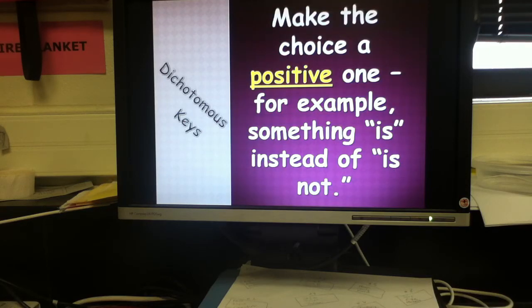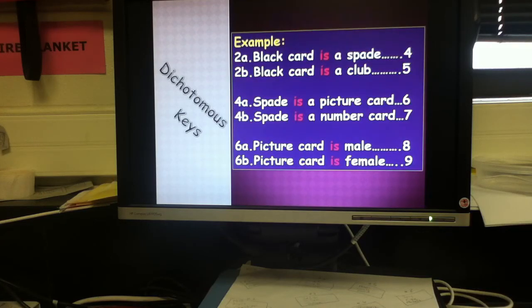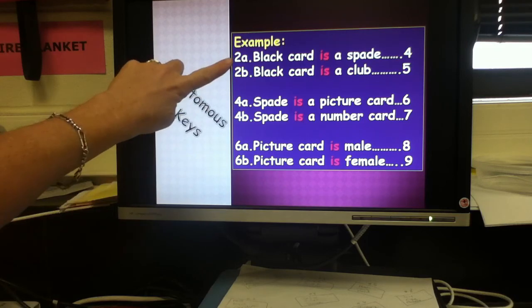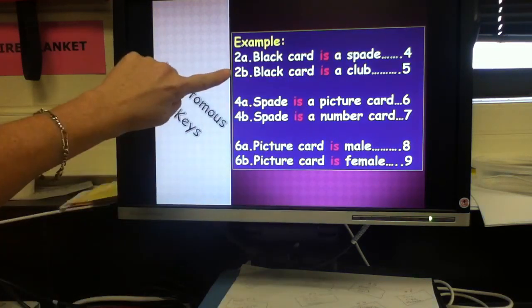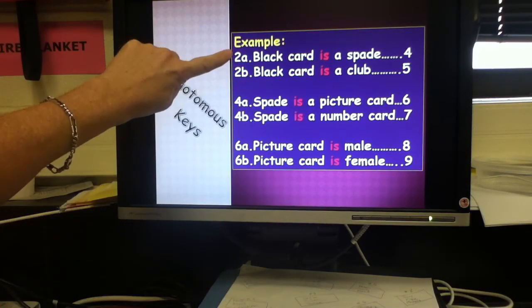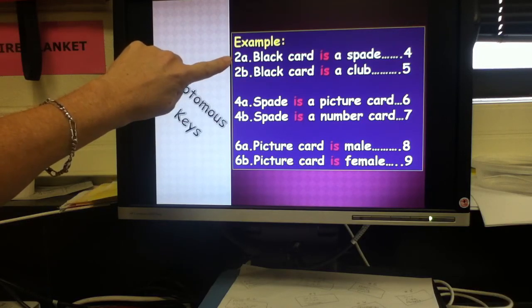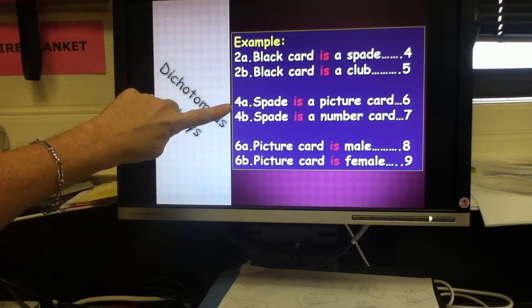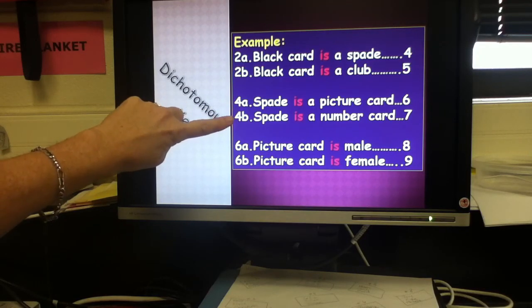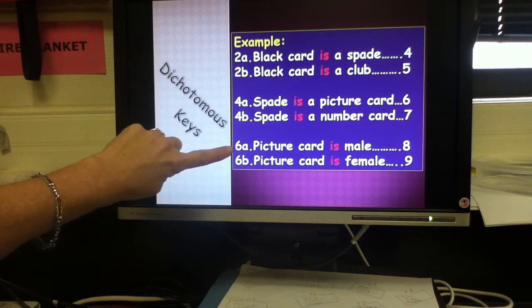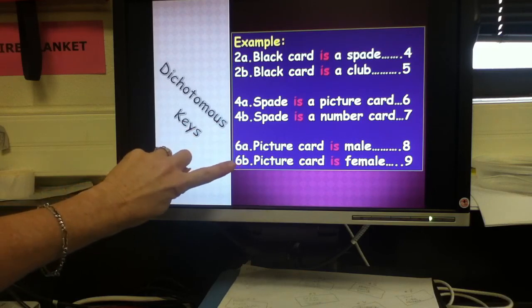Make the choice a positive one. For example, something is instead of is not. It is not always easy to keep it positive, but we want you to keep it as positive as you can. Here's your example. For example, the black card is a spade, or the black card is a club for 2A and 2B. Or the spade is a picture card, the spade is a number card. Or the picture card is male, the picture card is female.